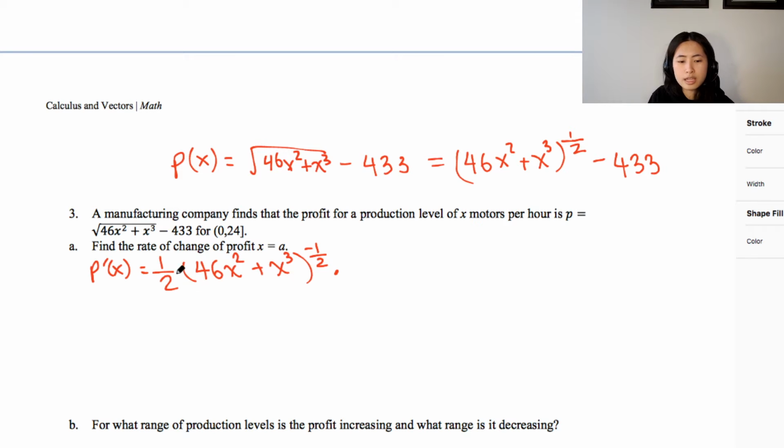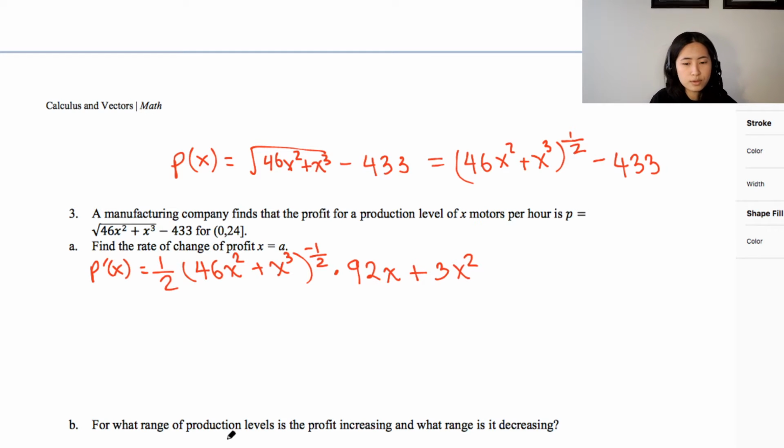In this case, we apply the power rule. You would have 46 times 2, because you're bringing down the exponent of 2, and multiplying that by 46 gives you 92. Your x simply becomes x, because 2 minus 1 is 1. Plus, because this is x cubed, you bring down the 3, so you would have 3x squared, and that's it. That's your first derivative.